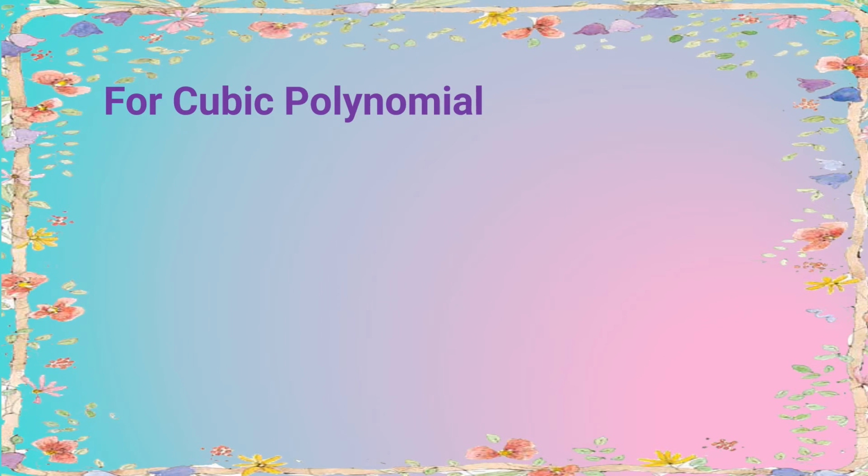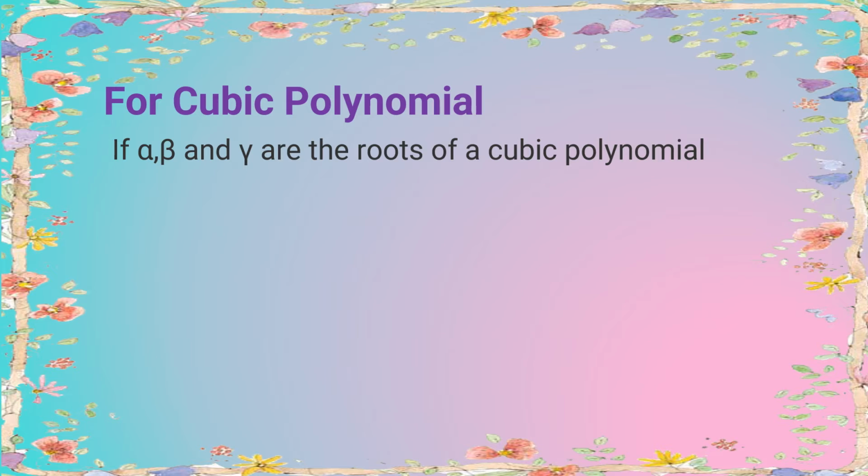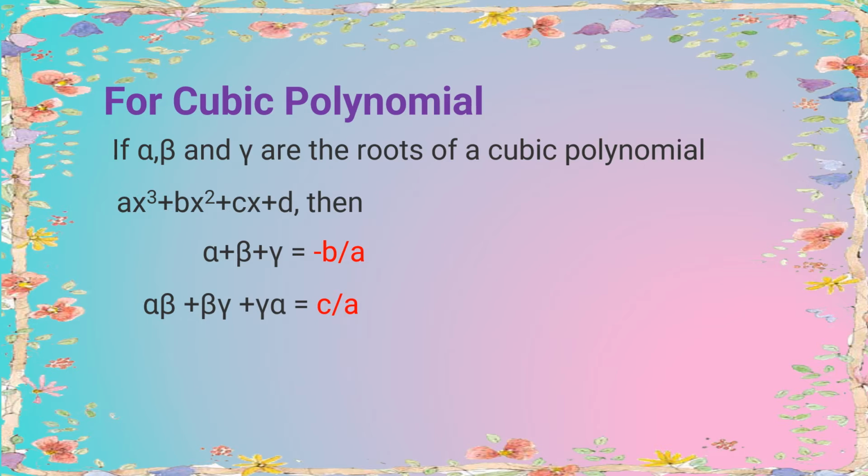Now let us see the relationship between the roots and coefficients for a cubic polynomial. So if alpha, beta and gamma are the roots of a cubic polynomial, ax cube plus bx square plus cx plus d, then the sum of the roots, that means alpha plus beta plus gamma, is minus b by a. Then the sum of the products of the roots taken two at a time, alpha beta plus beta gamma plus gamma alpha, is nothing but c by a, the coefficient of x divided by the coefficient of x cube.